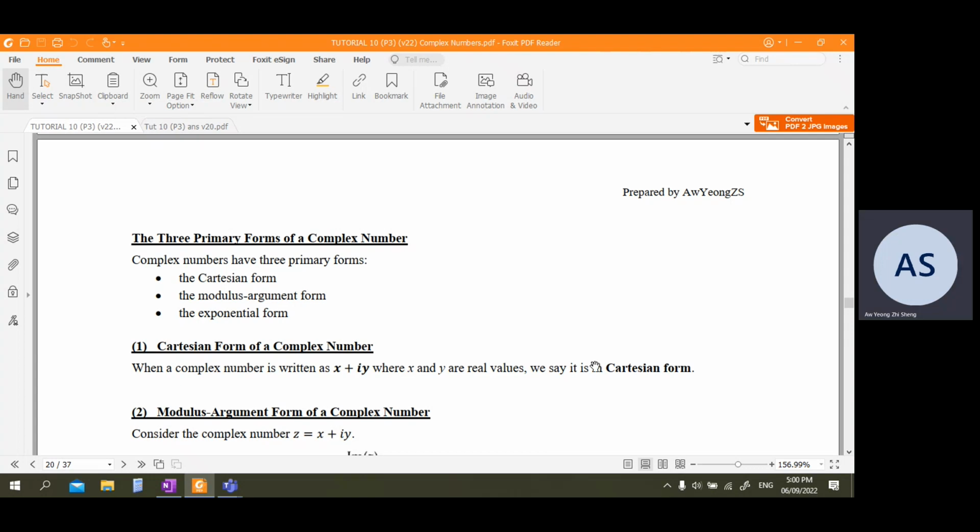In this lecture, we will learn about the three primary forms of a complex number. Out of these three primary forms, the first form, the Cartesian form, is what we are already familiar with. The modulus argument form and exponential form will be the new forms to learn on this page.